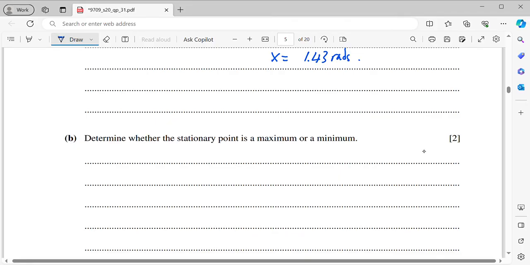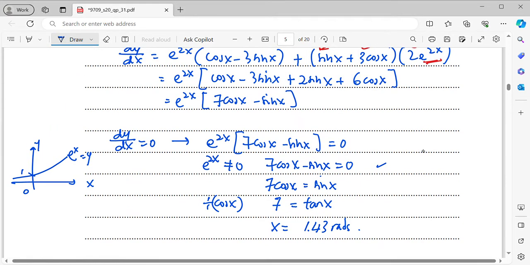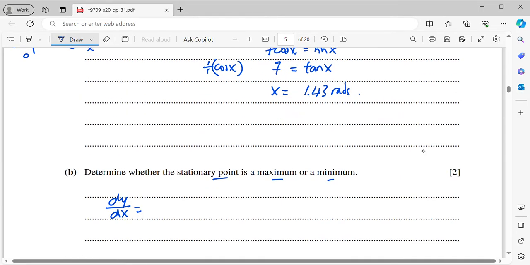Okay, B, determine whether the stationary point is a maximum or minimum. So to get the maximum or minimum, we need to differentiate a second time. Therefore, I will rewrite my dy/dx. My dy/dx just now was e^(2x) times (7 cos x minus sin x).